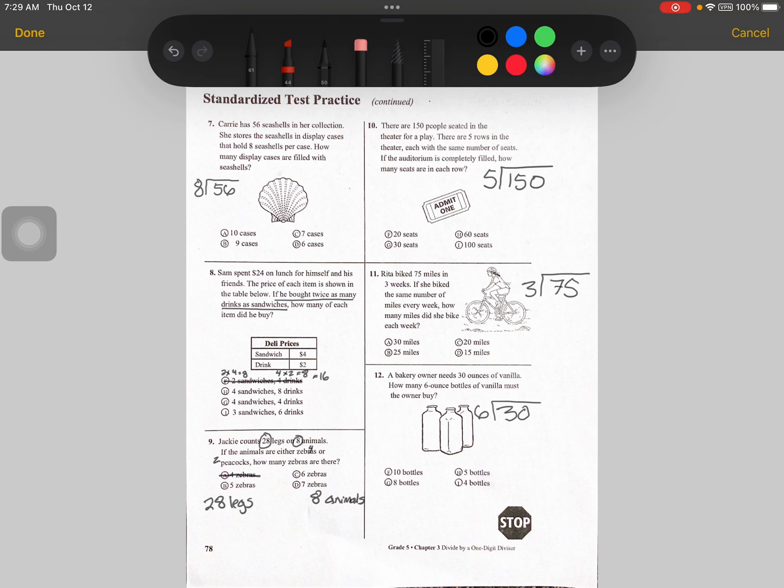All right, make sure you have worked all your work on your Prove It page and turn your test in.